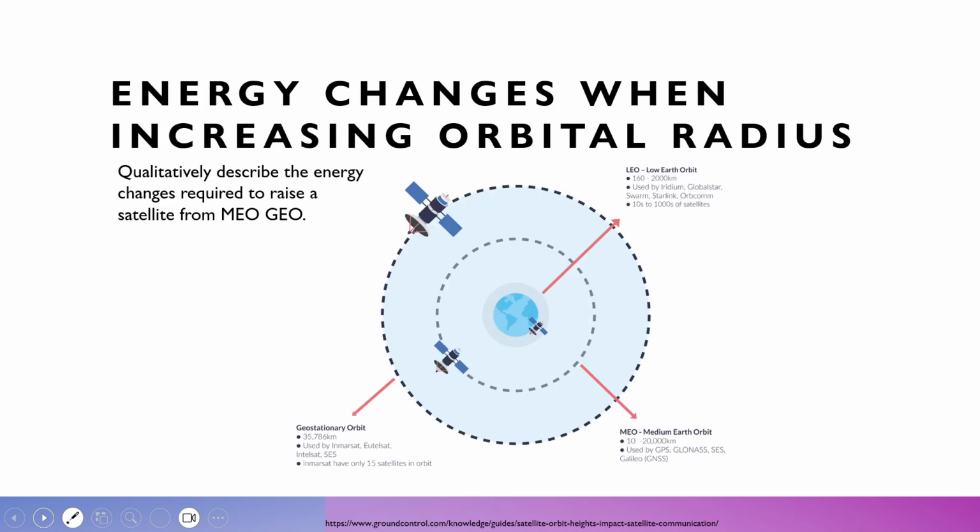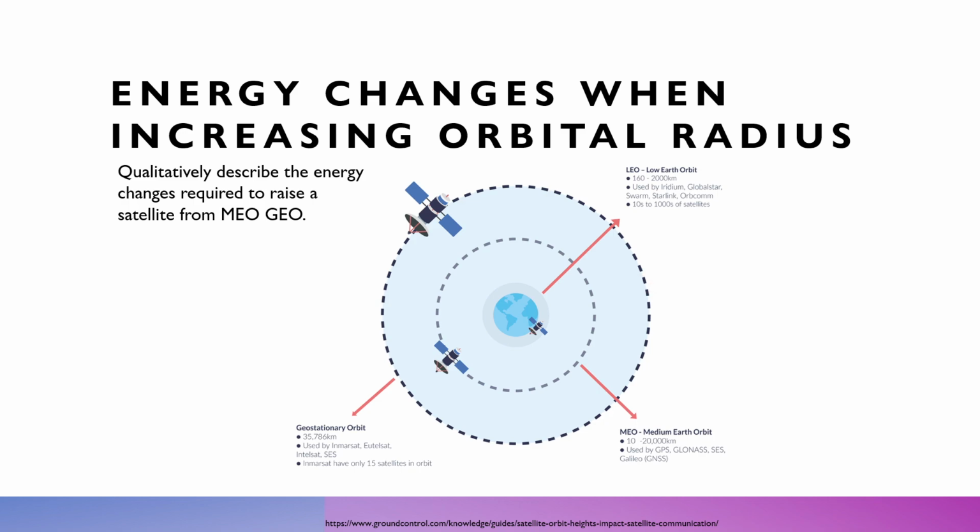In this first question, we're being asked to qualitatively describe the energy changes required to raise a satellite from mid-Earth orbit to a geostationary orbit. So, we've got to imagine that we have a satellite, say, in this position, and we are raising it to an orbit which is geostationary. What that means is that the radius is going to increase. Now, it doesn't necessarily mean that the satellite is just going to move from here to here in a straight line, but rather it will follow some sort of arc as it spirals outwards until it reaches the geostationary radius.